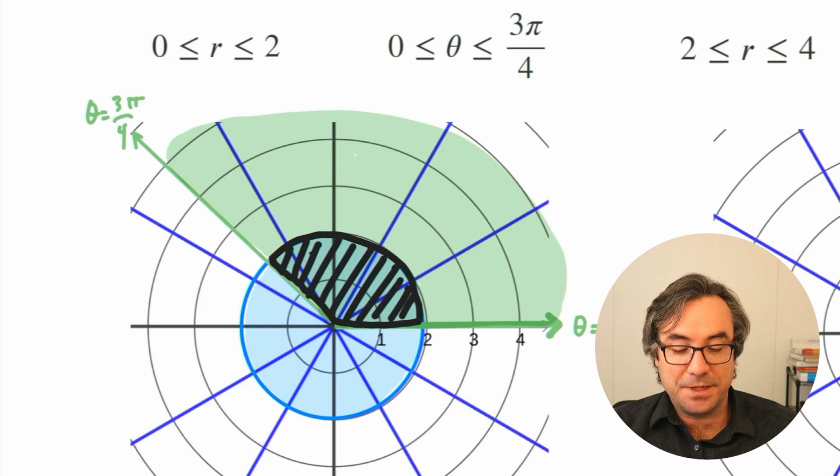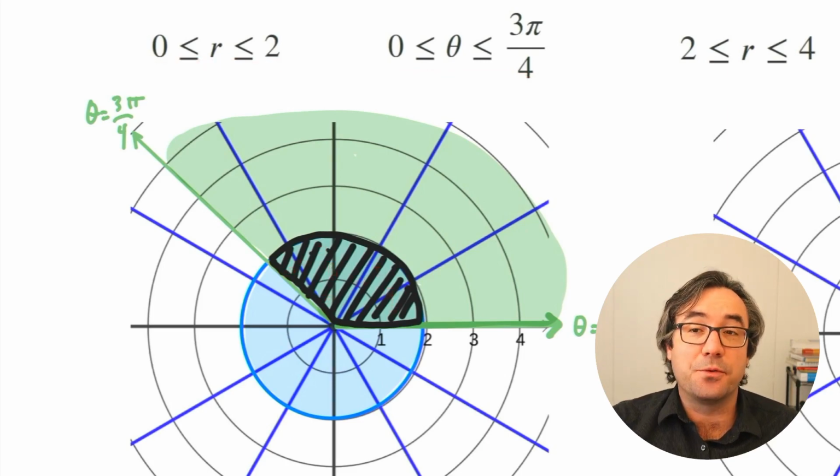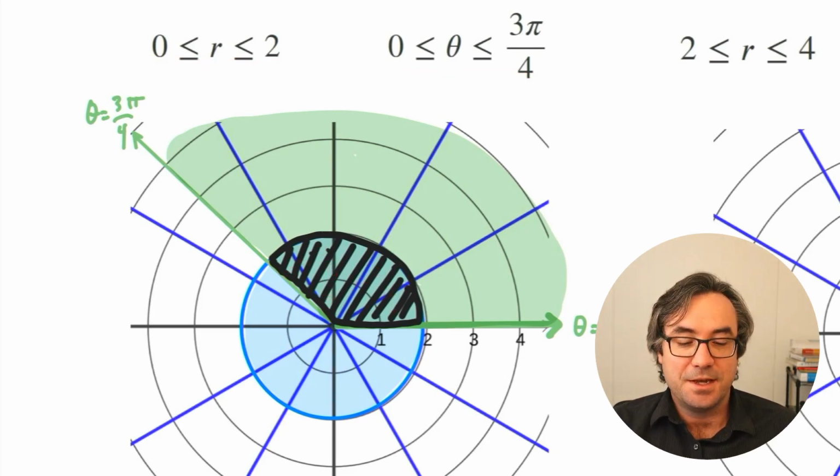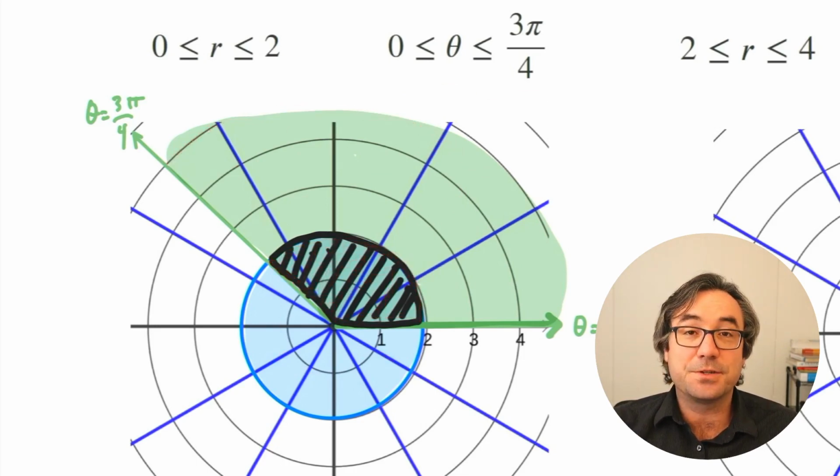So all the points inside this region here simultaneously satisfy both inequalities. The points out here only satisfy the theta one. The points over here only satisfy the r one. But together, it's these points that satisfy both. So there's our polar region.